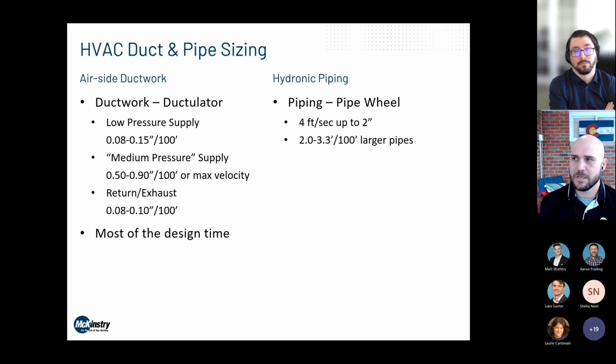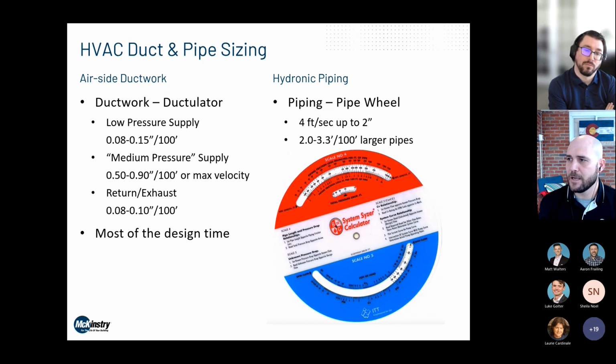Hydronic systems have something similar. It's called a pipe wheel. That's a system sizer, and that one's made by Bell and Gossett. Rules of thumb there: 4 feet per second is kind of the velocity pipe speed, because you can actually get pipe erosion for pipes up to 2 inches. And then for larger pipes, they're done more on a pressure scale, and that's between 2 and 3, maybe 3.5 feet of head, feet of pressure drop per 100 feet of pipe length.